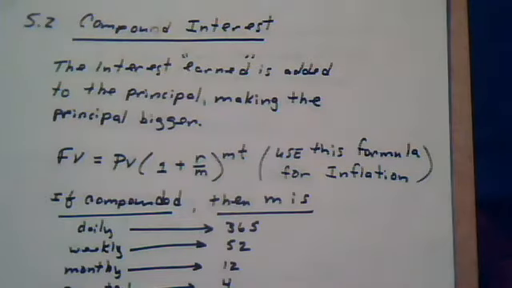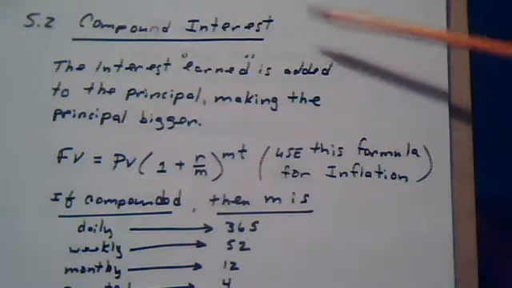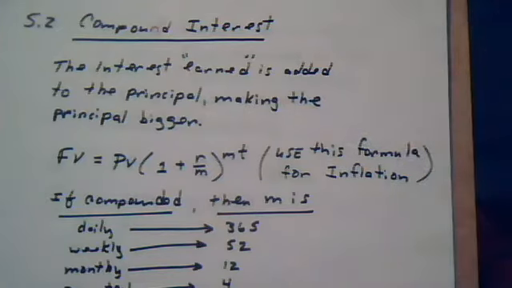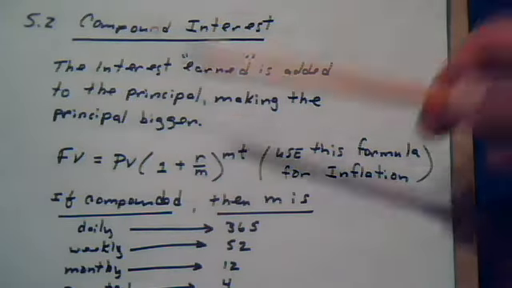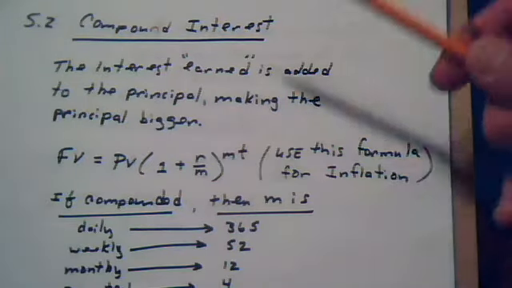Compound interest. The interest earned is added to the principal, making the principal bigger. Notice the formula is different. By the way, this formula is the one you use if the problem's about inflation. So this is the compound interest formula.